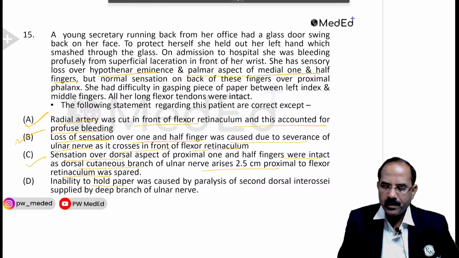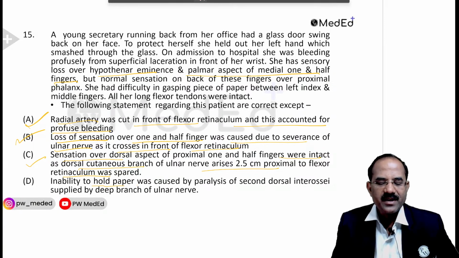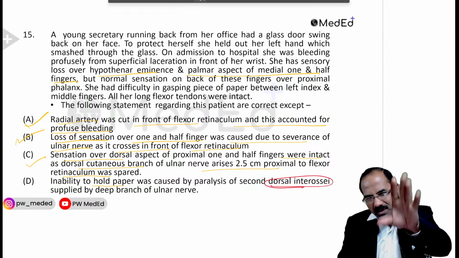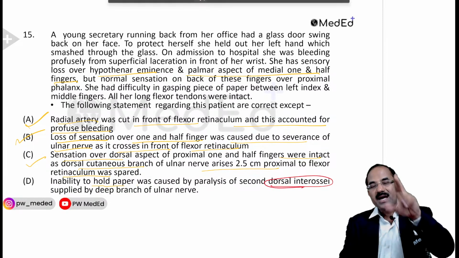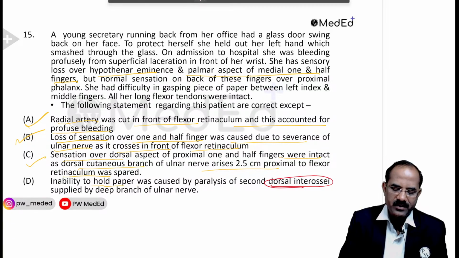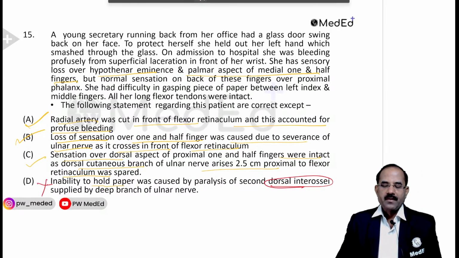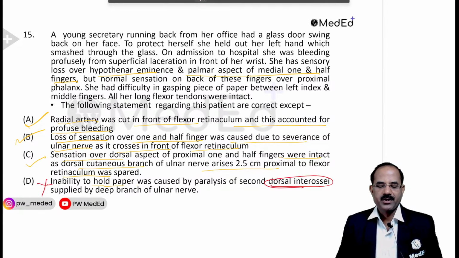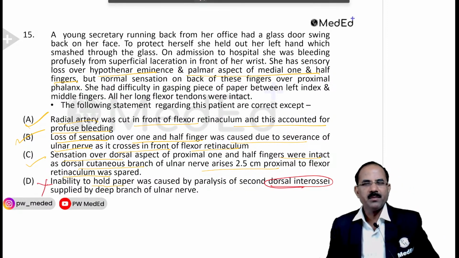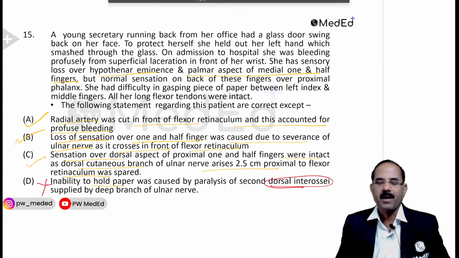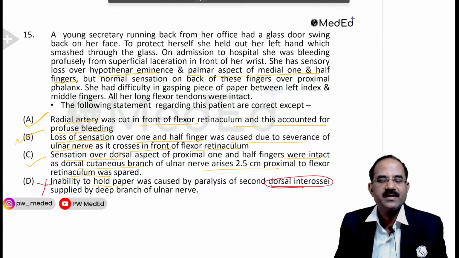Inability to hold the paper was caused by paralysis of the second dorsal interossei. What do you say, students? Is it the dorsal interossei which cause adduction of the fingers? No. Who does adduction of the fingers? That's the palmar interossei. So this is wrong. Inability to hold the paper is due to the palmar interossei, which are supplied by the deep branch of the ulnar nerve. That's correct, but the answer is not dorsal interossei, it's palmar interossei. Is this clear to all of you?